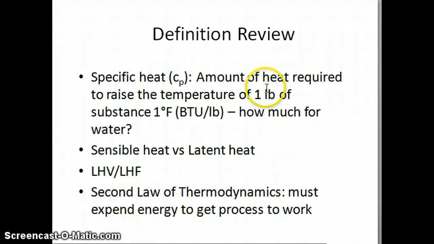Now, definition review, we are going to see the terms involved. Specific heat, which is denoted by CP, is the amount of heat required to raise the temperature of a substance. Second is sensible heat versus latent heat, and the last one is the second law of thermodynamics, on which the refrigeration system works.